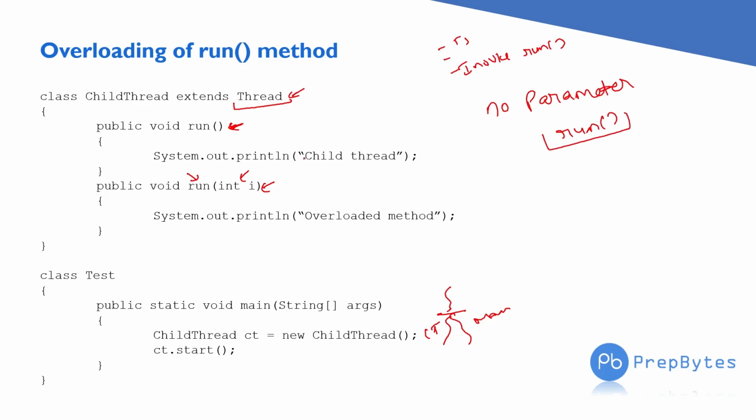So what will it print? It will print child thread. If you want to run the other one, what you have to do is simply call ct.run(5) from your main class. It has nothing to do with threads. This is just a simple, normal method in our Java program.